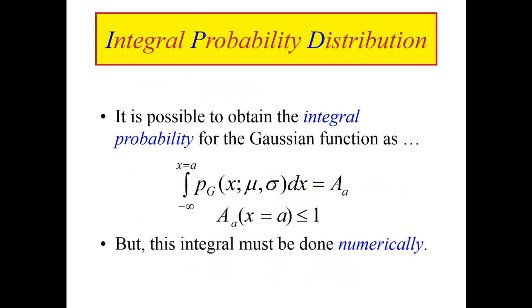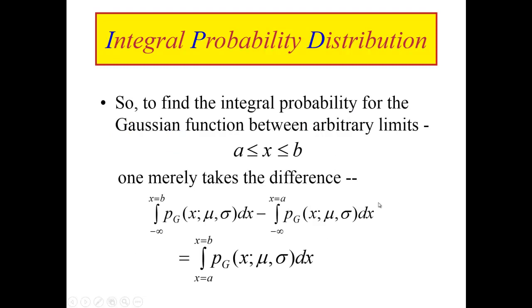So one last thing about Gaussian functions, we often want to find the integral underneath that for a finite range. And here's one definition. If you started at -infinity and integrate all the way up to x equals a, you could find the total area underneath the curve within that range. This area, of course, has to be less than or equal to 1, but you can't do this integral analytically. It has to be done numerically.